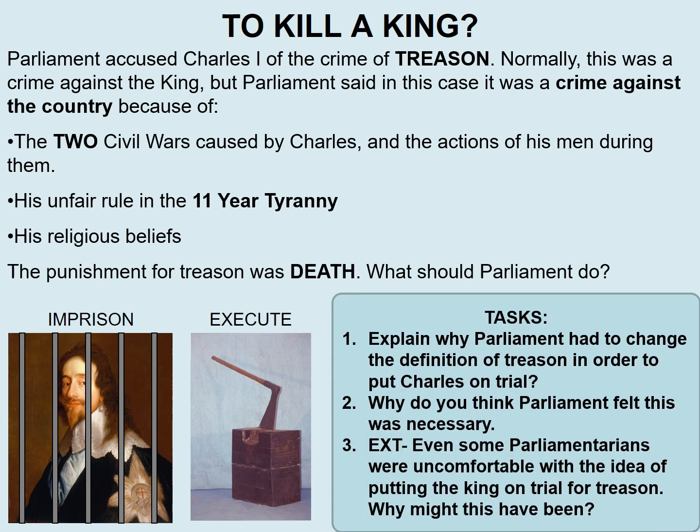Complete these tasks. Explain why Parliament had to change the definition of treason in order to put Charles on trial. Why do you think Parliament felt that this was necessary? And then as an extension, even some parliamentarians were uncomfortable with the idea of putting the king on trial for treason. Why might this have been? Pause the video here and explain your answers.